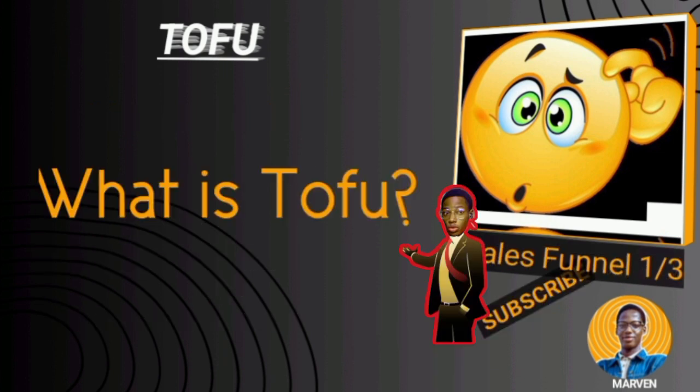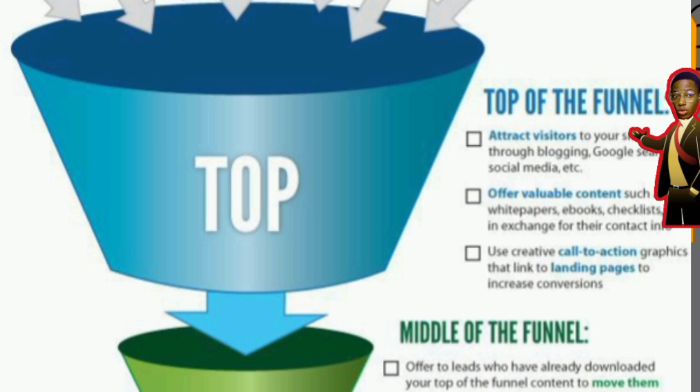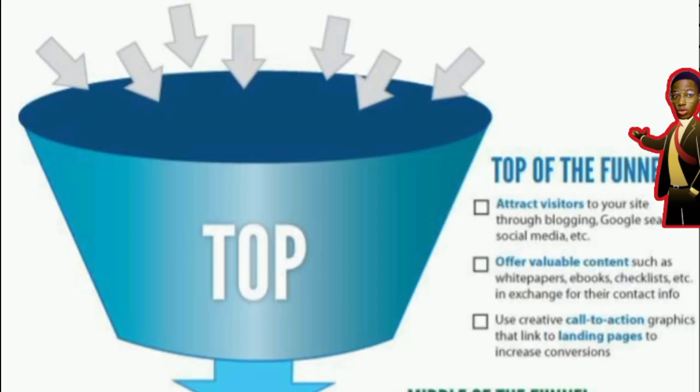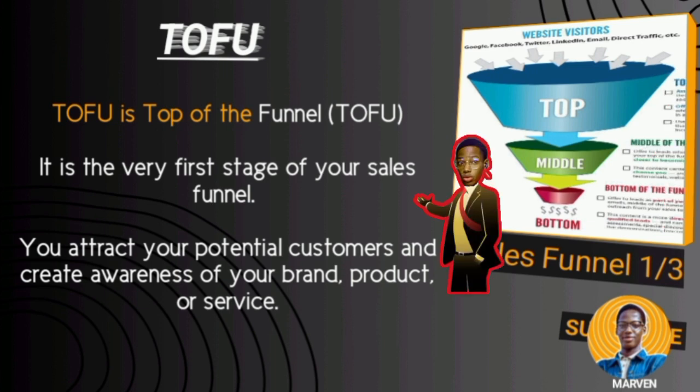What is TOFU? TOFU is an acronym for top of the funnel. Look at the picture over there. You have the top, you have the middle, and the bottom. When you look at the funnel, you see some arrows that point into the funnel, just like the way you pour oil, or whatever, through a funnel, right? The top is wide and the bottom is small. That's the same way. TOFU is at the top of the funnel. It is the very first stage of your sales funnel, right?